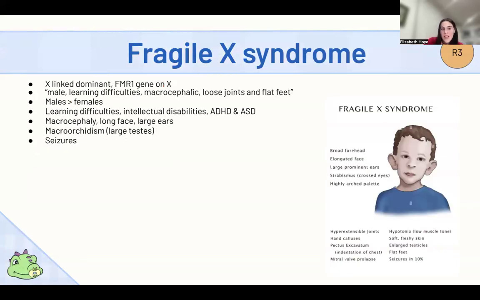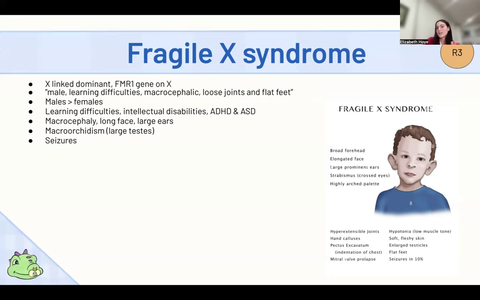Fragile X syndrome, on the other hand, is an X-linked dominant condition, and it's on the FMR1 gene on the X chromosome. So it affects males much more than females. Usually on exam questions, it's been a male with learning difficulties, macrocephaly, loose joints and flat feet. People with Fragile X syndrome might experience learning difficulties, have intellectual disabilities, or some form of ADHD and ASD.